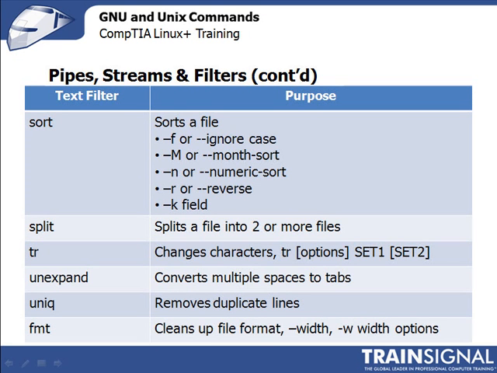The next is tr, which changes characters, and the format is tr space options space set1 followed by set2. Unexpand converts multiple spaces to tabs. Uniq is one that I use fairly often, and it removes duplicate lines. Format, or fmt, cleans up the file format, and it has the options -width or -w space options.